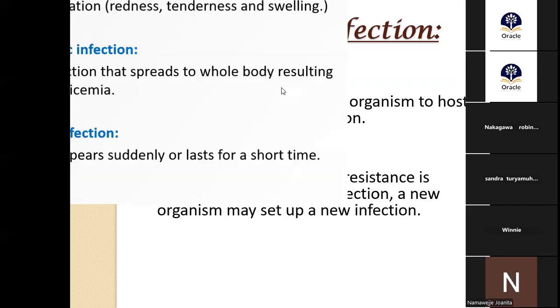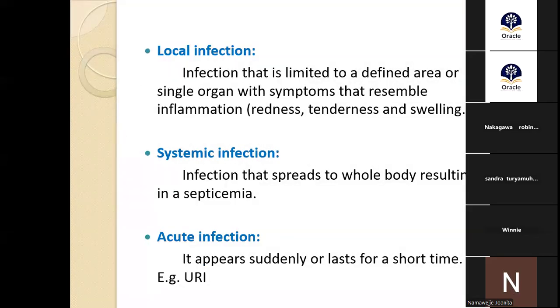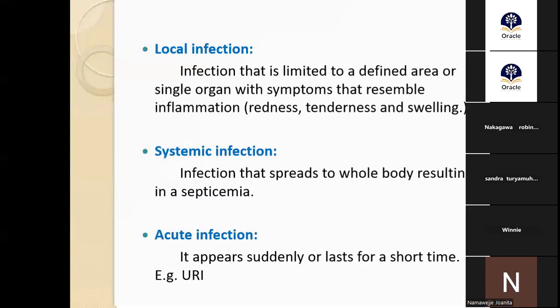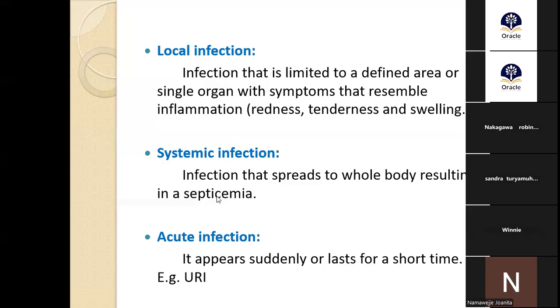Okay, so next we look at infection, which can also be either local or systemic. So that's one classification. You can classify infection into primary or secondary, and you can also classify it into local or systemic. A local infection is limited to a defined area. Let's say it is limited to the ear, or limited to the eyes, or limited to the heart, etc.